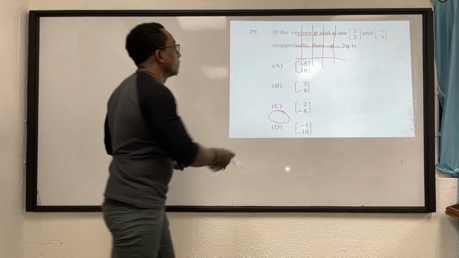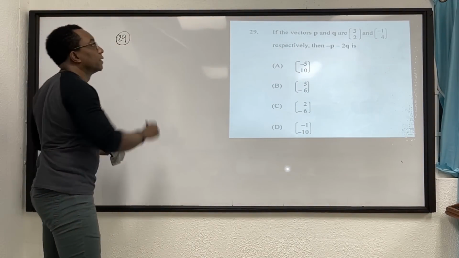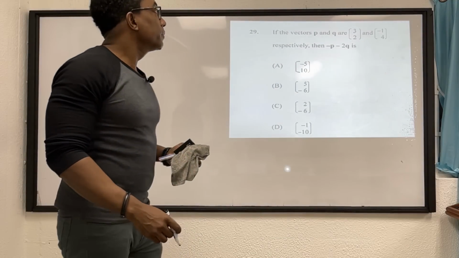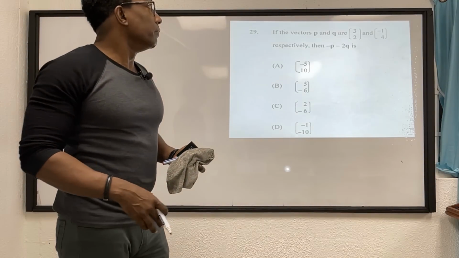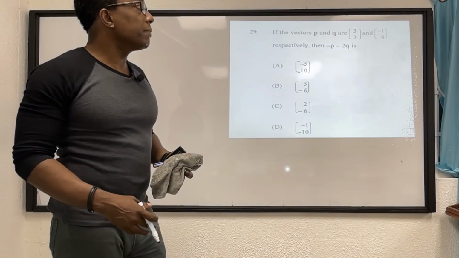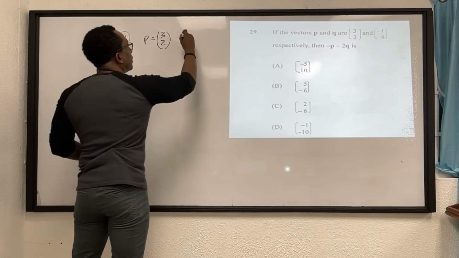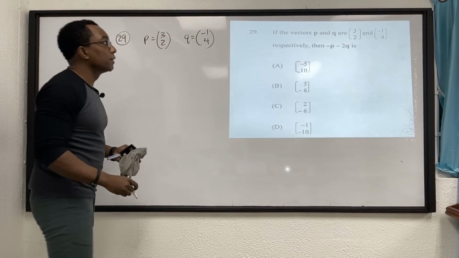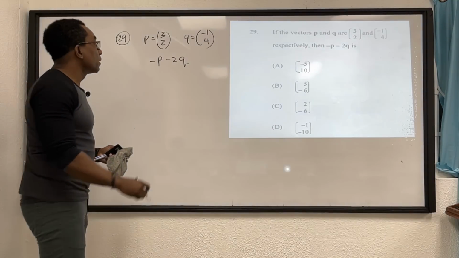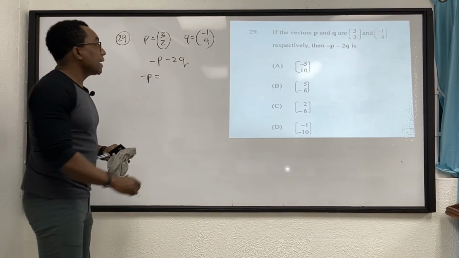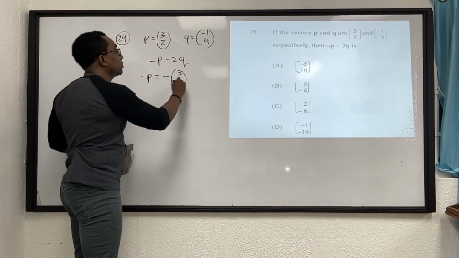So 29. If the vectors P and Q are (3, 2), and these are known as column vectors, and (-1, 4), respectively, then negative P minus 2Q is. So we know P is (3, 2), Q is (-1, 4), and we want to determine what is negative P minus 2Q. What we're going to do first is work out negative P, which is to put that negative sign in front of the column vector of P, which is (3, 2).